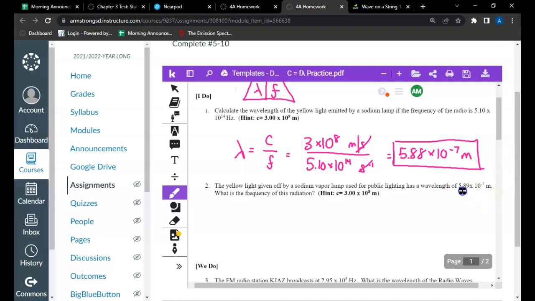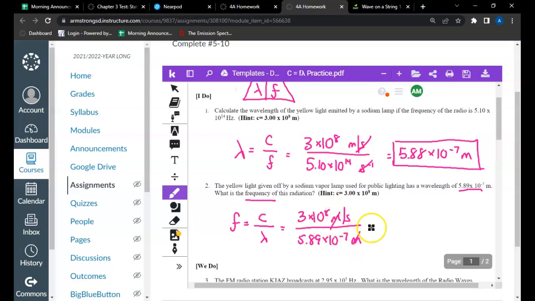Now you might see this number looks a little familiar in question 2. They got 5.89 times 10 to the negative 7th. Really similar, but this time we're finding frequency. So I'm going to take C divided by wavelength, and then I'm going to take 3 times 10 to the 8th divided by 5.89 times 10 to the negative 7th.